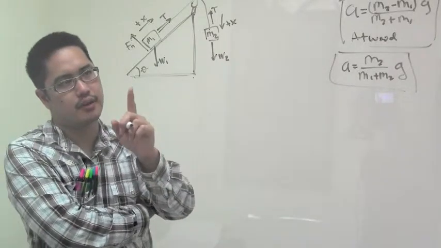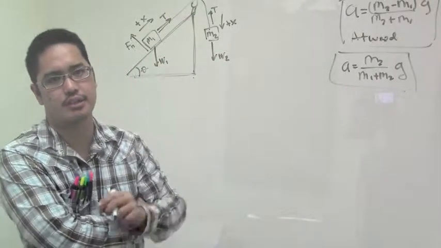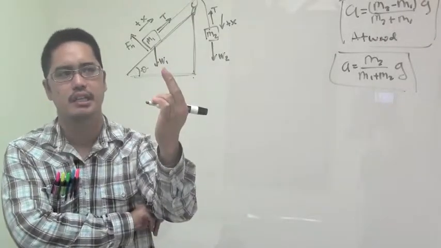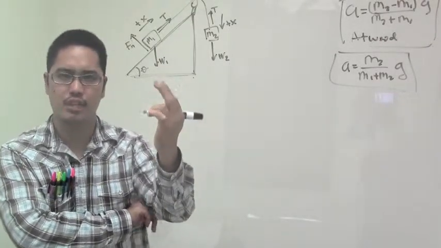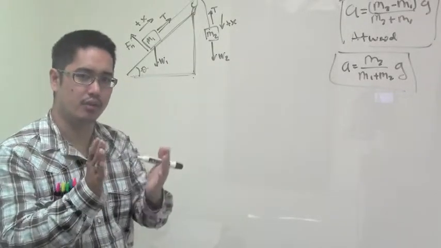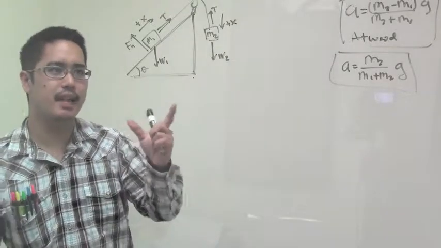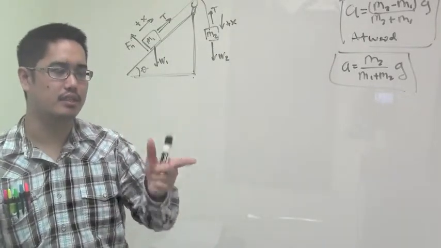And then what I'm going to do is, let's see. This part gets a little bit funky. I'm going to break this guy into its components. And you guys are saying, wait a second, W1 is in the vertical direction. Why would you break something that is not at an angle into its components? And my answer is this. It's because I actually slanted my coordinate system.